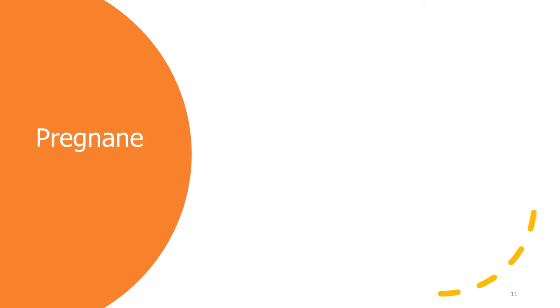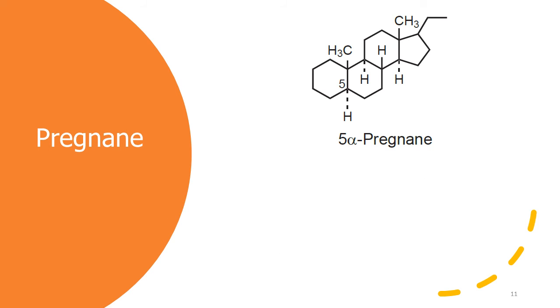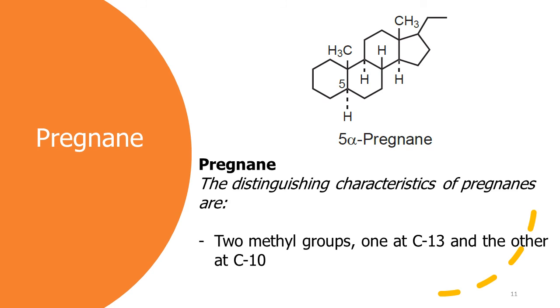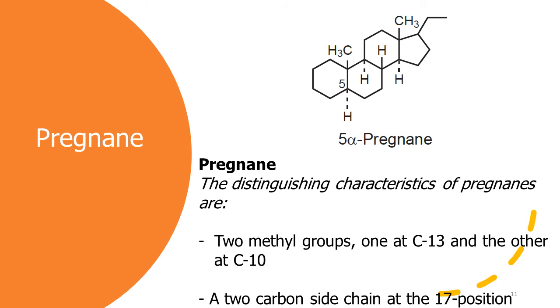Next is pregnane. This is the example of 5-alpha pregnane. If you see here, the total number of carbon atoms is 21. The distinguishing characters of pregnane from that of cholesterol or the basic structure are that there are two methyl groups, one at C13 and the other at the C10 position, similar to androstane. Next, there is a two-carbon side chain at the 17th position. So these are the examples of pregnane.